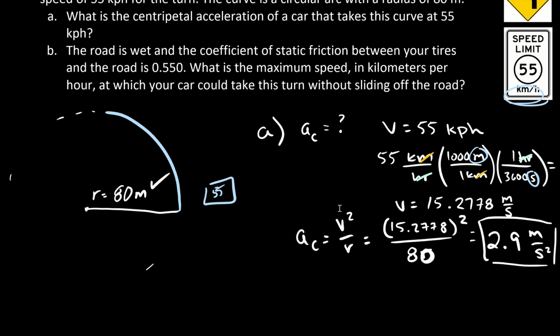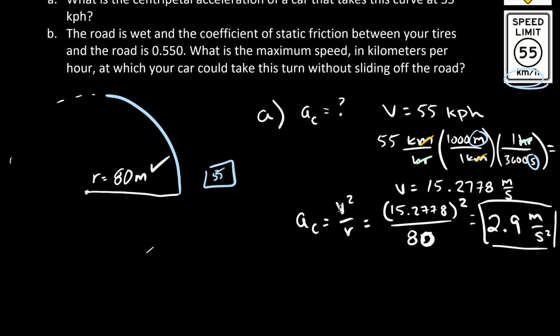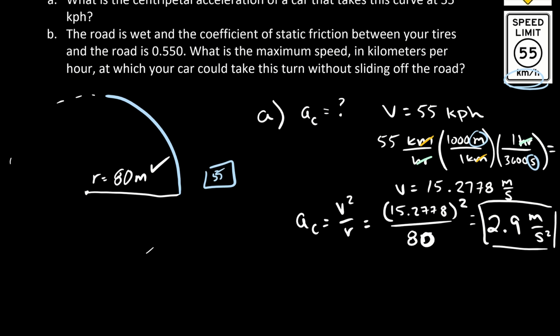In part B, we are told that the road is wet and the coefficient of static friction between the tires and the road is 0.550.